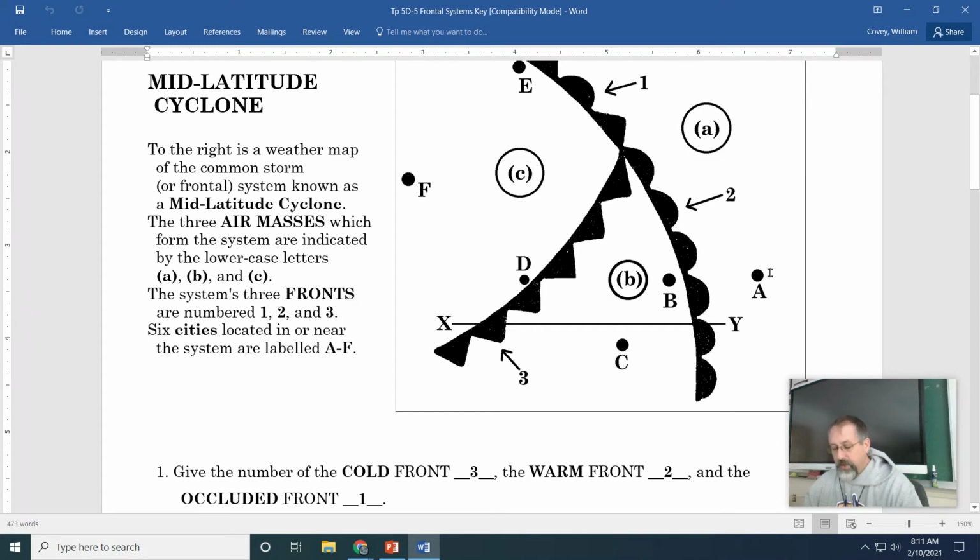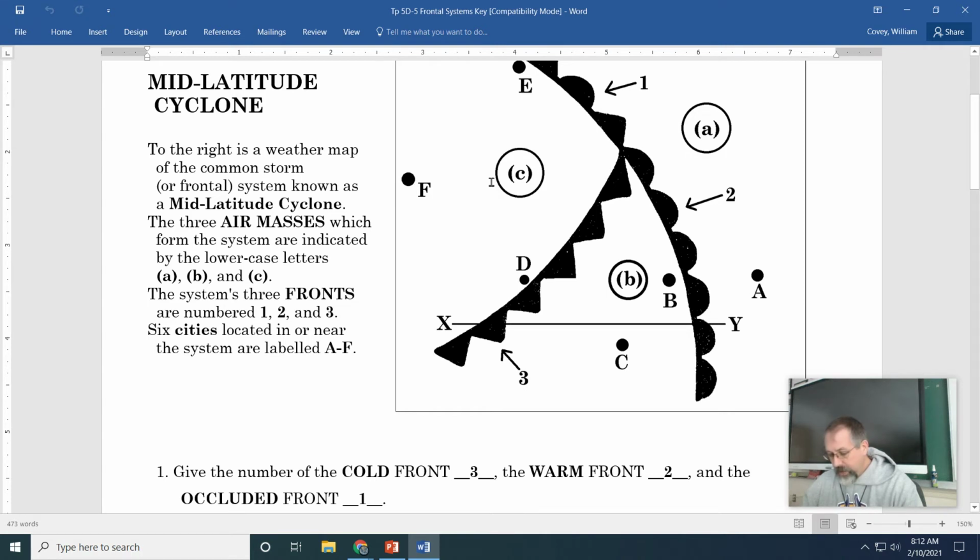17. Which cities are now entering CP air masses, continental polar air masses? So D just came into it. It was in maritime tropical, but the cold front went over it. And E up here, and honestly, E was probably in a continental polar air mass, but it's entering a different continental polar air mass. So D and E for 17.